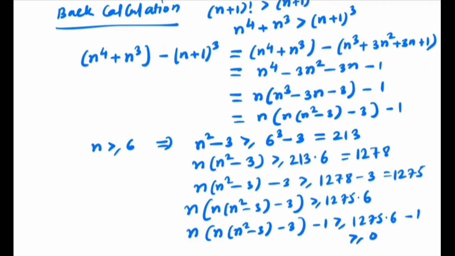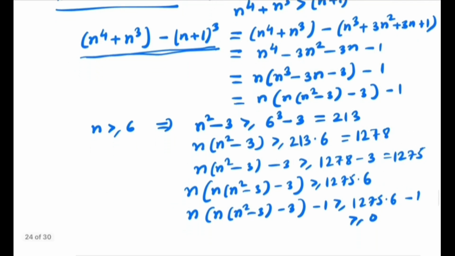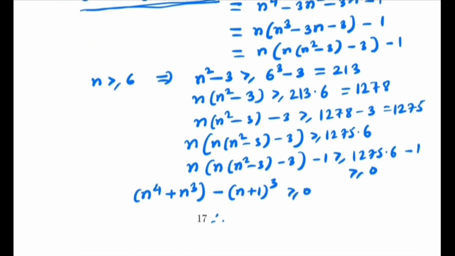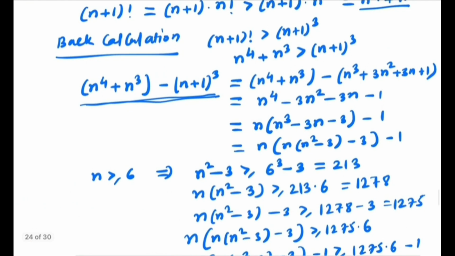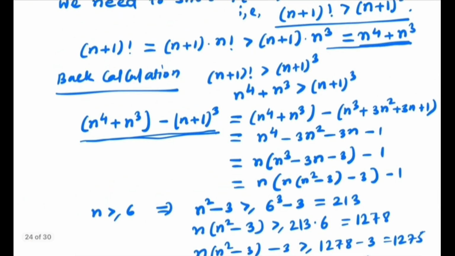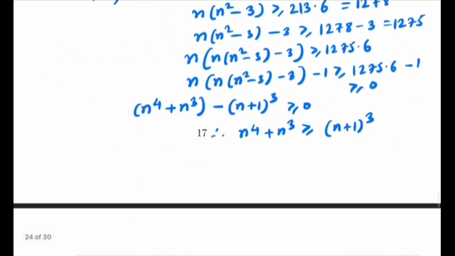So we get this term as positive. So we have n^4 plus n cube minus n plus 1 cube is positive. So we have n^4 plus n cube is bigger or equal to n plus 1 cube. So ultimately we get n plus 1 factorial is bigger or equal to n plus 1 cube.